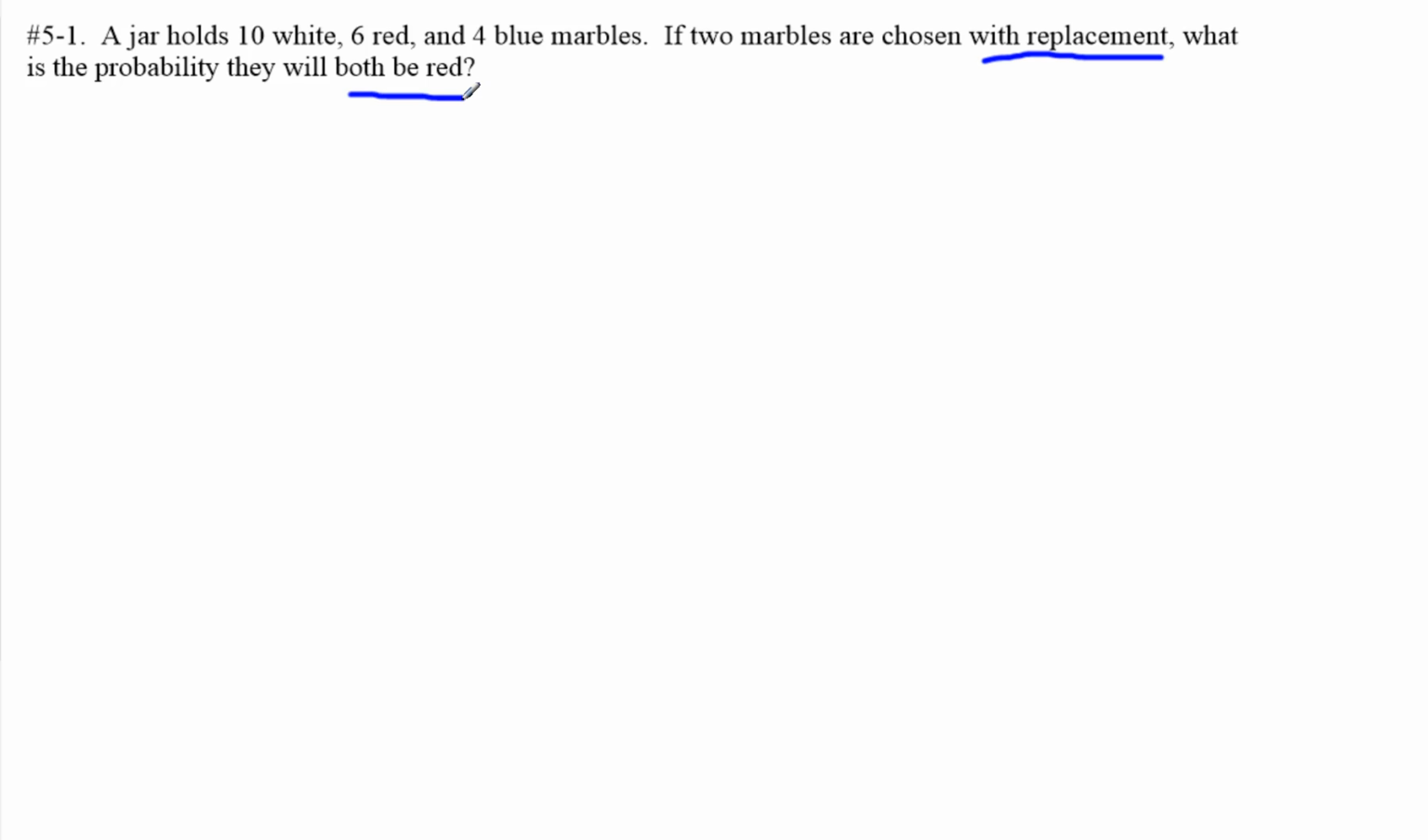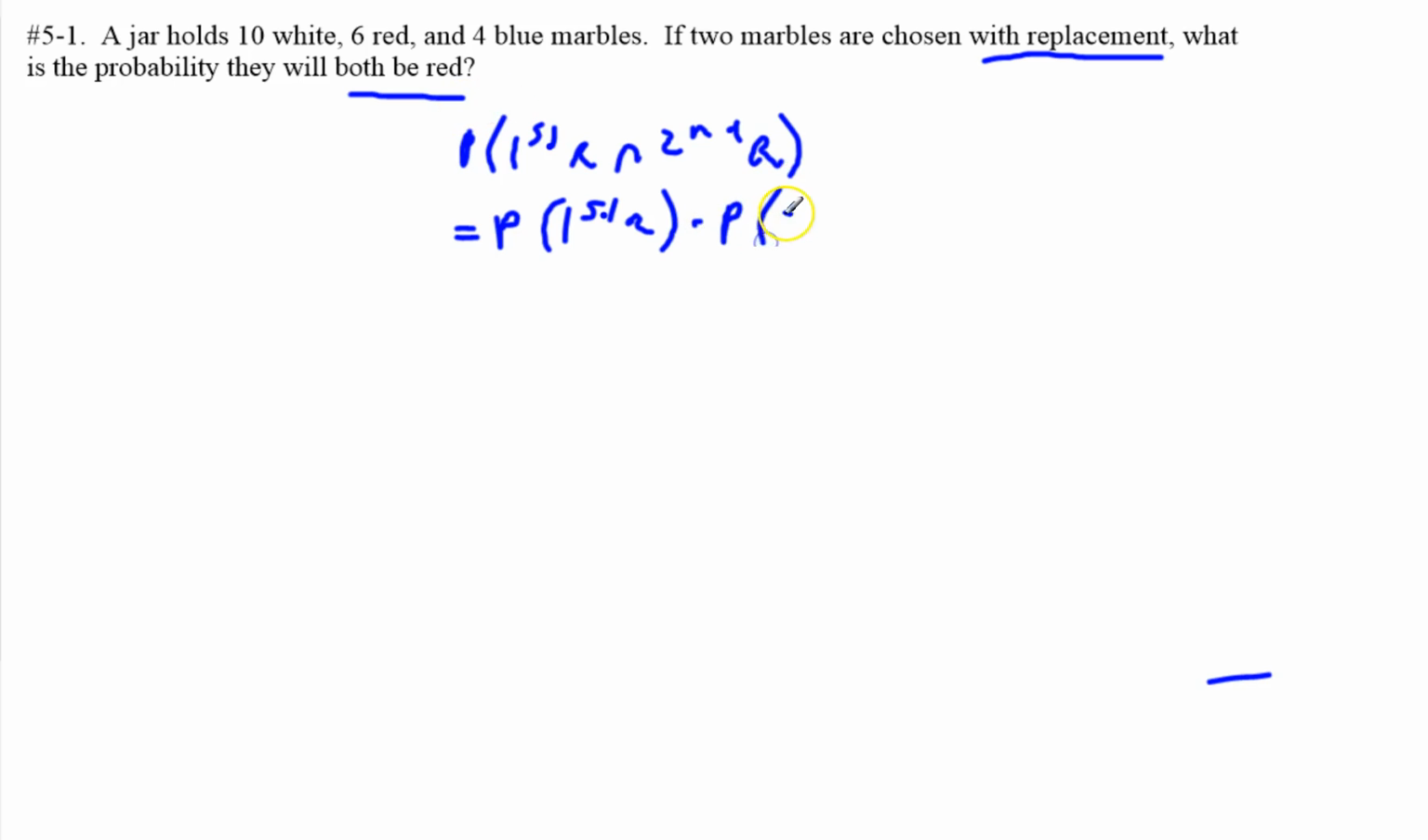Okay, so the first thing I would notice is, since we're talking about both being red, that means that the first one is red and the second one is red. So this is definitely an AND case probability. It would be equal to the probability that the first is red, times, because AND is multiply, the probability that the second is red, given that the first one was red. Remember that with AND probabilities, the second probability is always supposed to be a conditional probability.